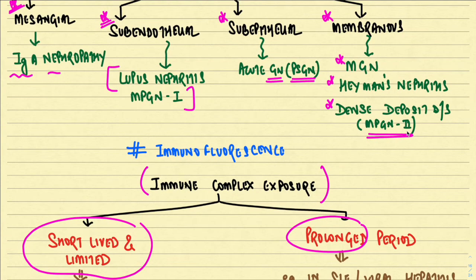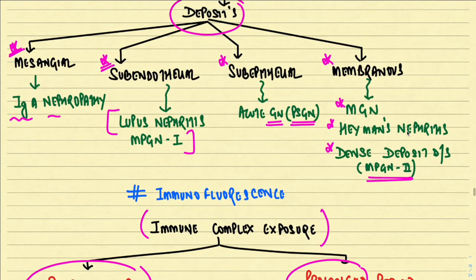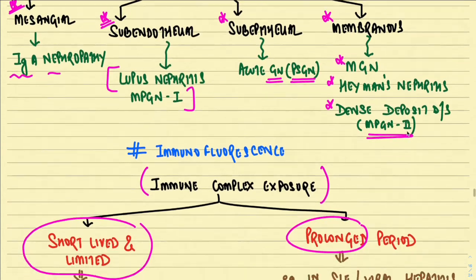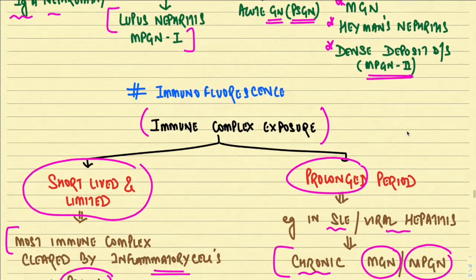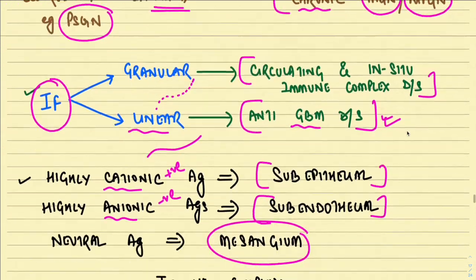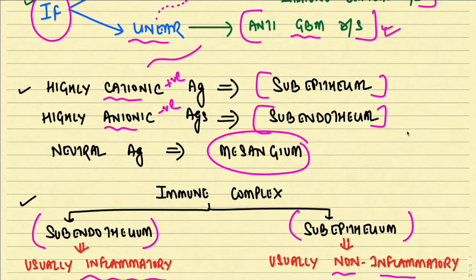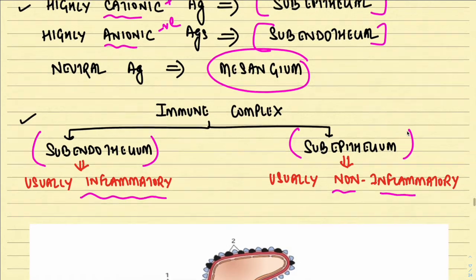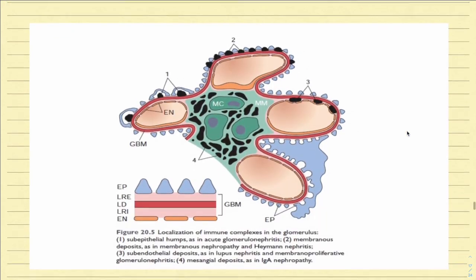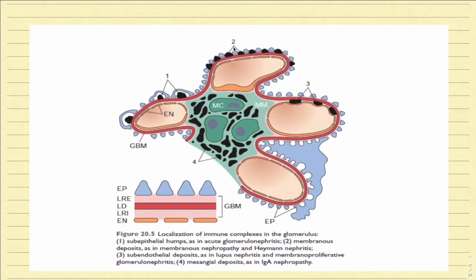So these are some of the extra points that I have summed up, and I have given you a basic idea of what can happen, which deposit can occur where, in which situation, what kind of immunofluorescence patterns you can get, and what type of immune complexes will be inflammatory or non-inflammatory, and where they will deposit. This is the last image for this particular injury, that is the immune complex mediated injury.